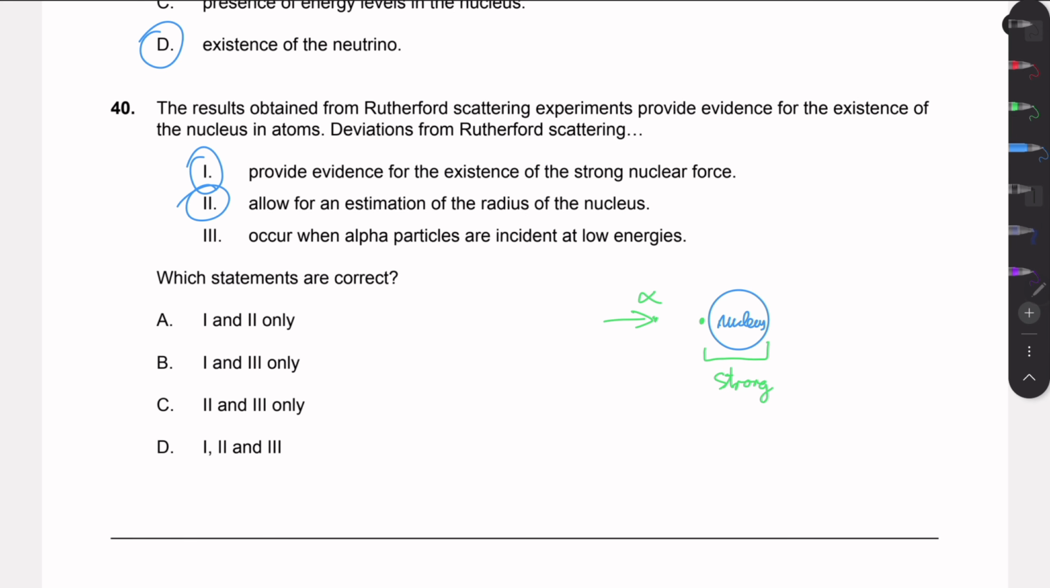And the third one is incorrect because the alpha particles must have a really high energy to overcome the repulsive force of the electromagnetic force between the nucleus and the alpha particle. If they don't have enough energy, the distance of closest approach will be very far away. Therefore, they need a high energy to be able to come this close to the nucleus. Therefore, this is at high energies.